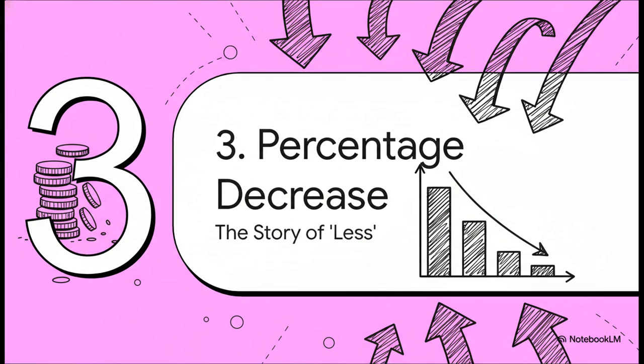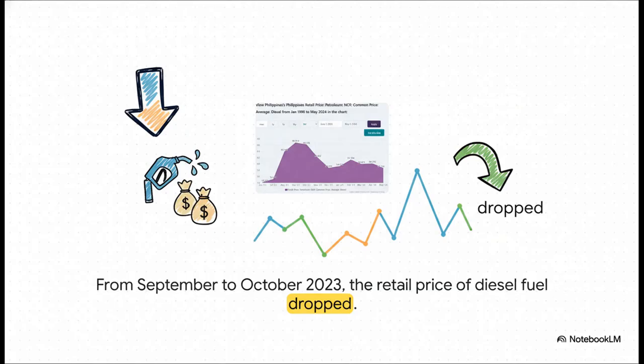All right, but of course, values don't always go up, right? So what happens when they go down? This is the story of less, or what we call a percentage decrease. Let's look at the average retail price of diesel fuel. Between September and October of 2023, the price fell a little bit. It went from about 66.8 pesos in September down to about 66.1 in October. It's a small change, for sure, but with this tool, we can measure it precisely.